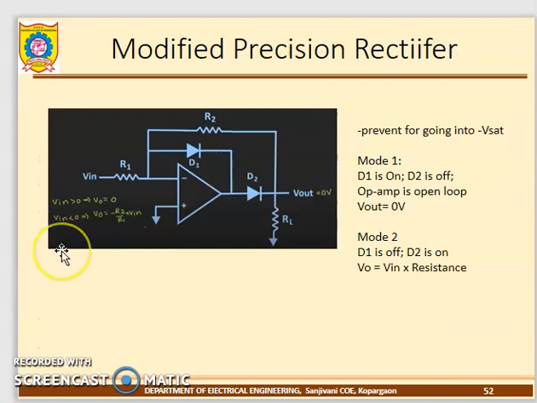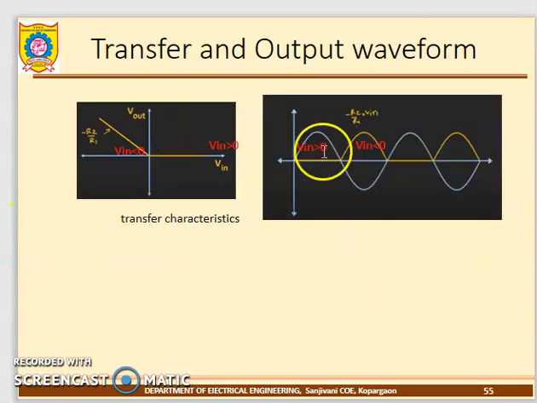The modified precision rectifier is just the opposite. Your waveform is just the opposite of that waveform. I will show you the waveform. See, the mode 1 condition is 0, and the mode 2 condition is negative. Why is it coming negative? Apply KCL at the mode 2 node, and you will get the negative side. The slope is R2 divided by R1. And V in is less than 0.